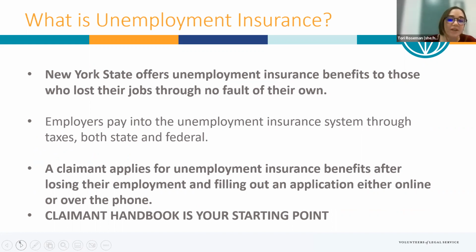So a claimant applies for unemployment insurance benefits after they've lost their employment by filling out an application either online or over the phone. Truly, and something that we will repeat throughout this presentation, is that there is a claimant handbook. Part of the reason why we are seeking resources from you is that this handbook is a little bit hard to read. It is very long. It's hard for claimants to understand.